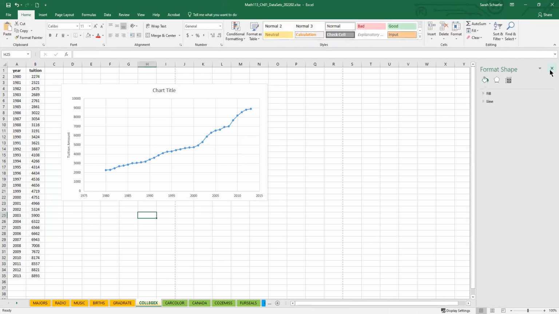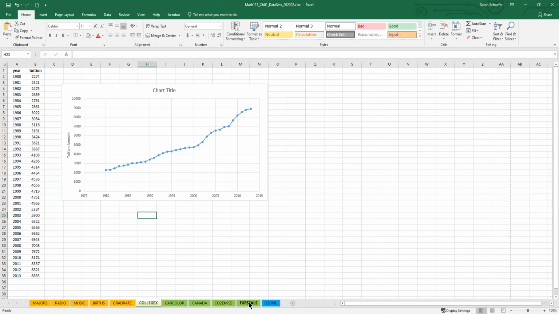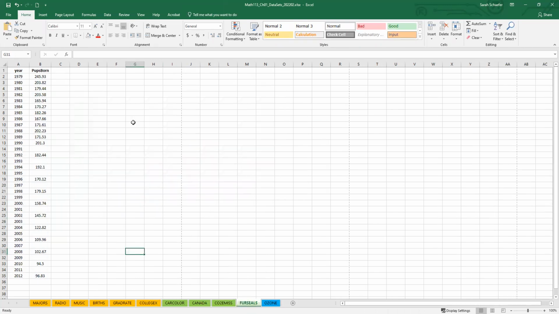And then I want to take a look at the one on your homework. So this one is for the fur seals. And when I look at this data, I see that the first set of numbers are all one after another. So I would expect those to be connected. And then the ones after that are all separated. So those dots should not be connected.